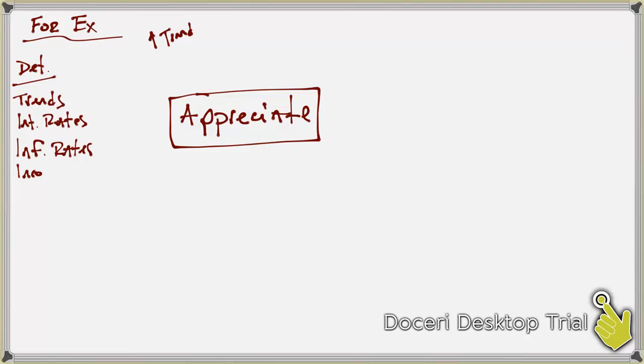If we decrease, well, we'll stay in order. If we increase the inflation, interest rates. Increase interest rates. Decrease the inflation rates, or decrease the income. Those are the four things that would cause a currency to appreciate.